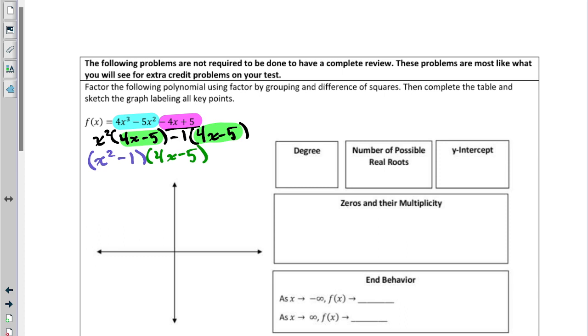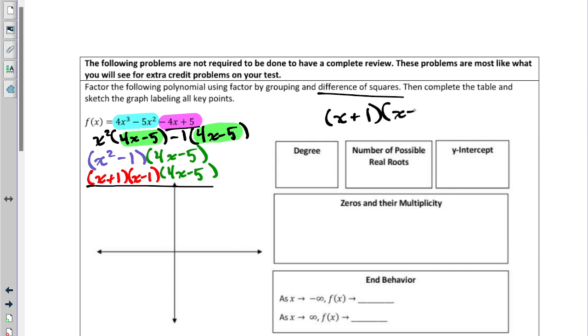However, there's still one more thing we can do, difference of squares, and that's hidden right here, this x squared minus 1. It doesn't look like it, but it actually is a difference of squares because x squared is a square and 1 is a square. It's just 1 times 1. And so this thing factors into x plus 1 times x minus 1, and then that's still multiplying this 4x minus 5. And that is my factored version of the thing that I'm going to go to graph. Okay, so I'm going to write that up here. x plus 1 times x minus 1 times 4x minus 5.